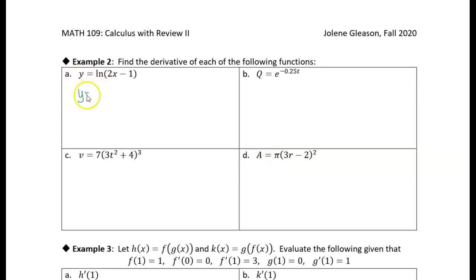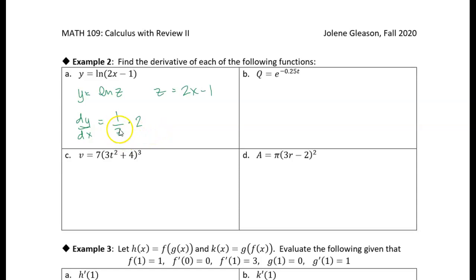Recall that I called the outside function here natural log. The inside function is z, where z is equal to 2x minus 1. So dy/dx, the derivative, is equal to, I'm going to take the derivative of the outside function with respect to z. The derivative of natural log is just 1 over z. And now I have to multiply that times the derivative of z with respect to x. The derivative of 2x minus 1 is just 2.